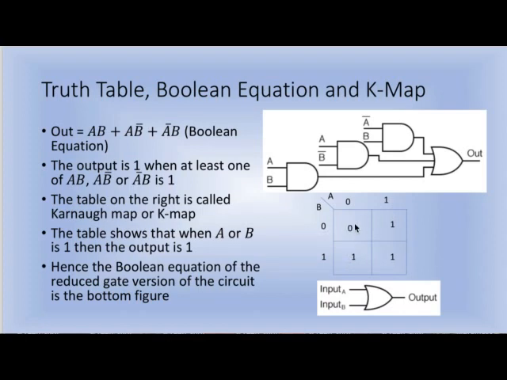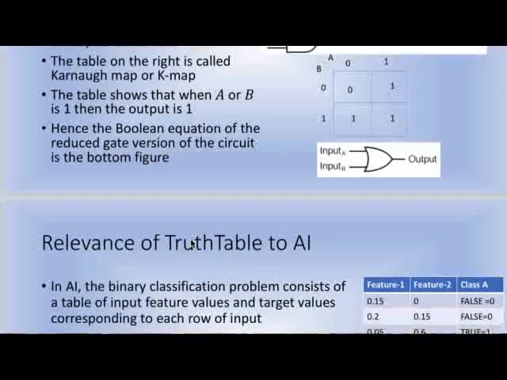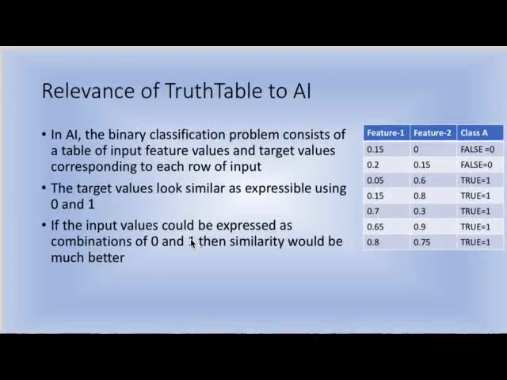Now we understand how, using Karnoff map or K-map and Boolean algebra, we can reduce the number of gates required to achieve a circuit, a binary logic gate based circuit. Now we will look at an actual classification problem, which is a supervised classification problem, a very simple one, with a two-dimensional input space.